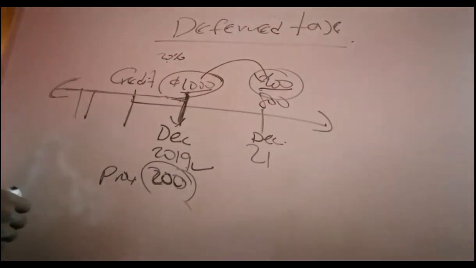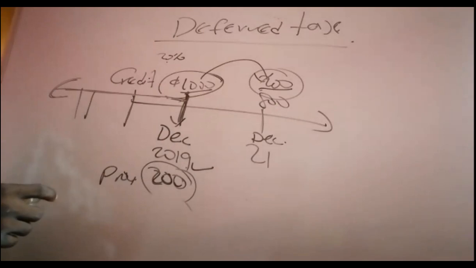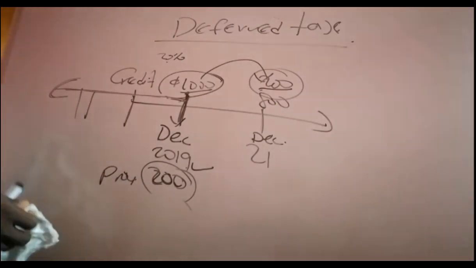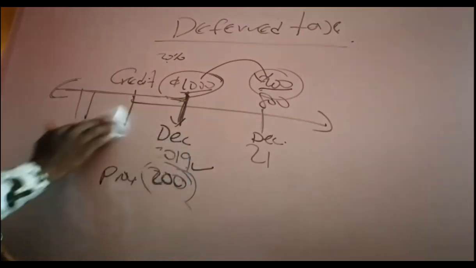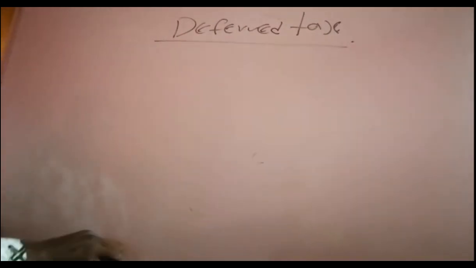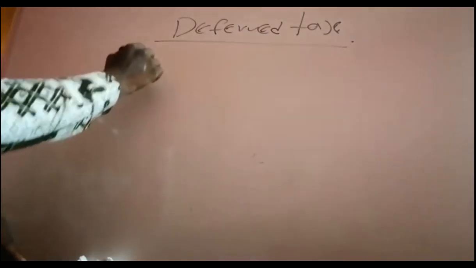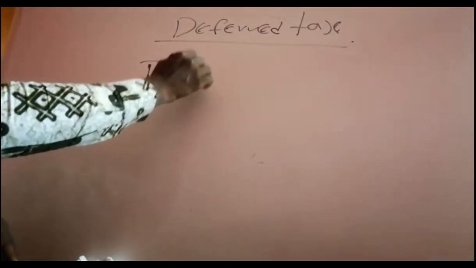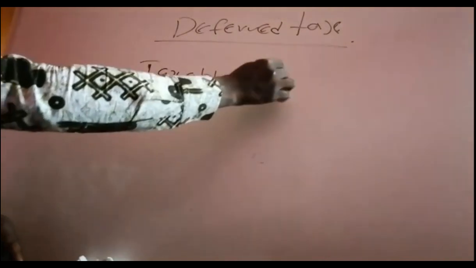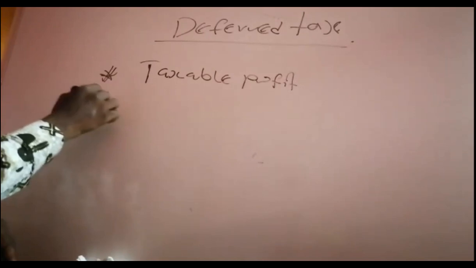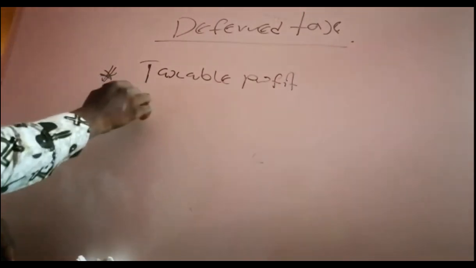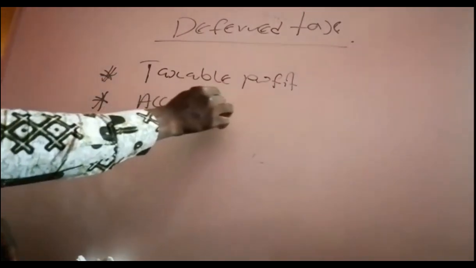Now, as soon as you mention deferred tax, there are two concepts of profit that normally come to mind. Let's do justice to them. First, you should know the two types of profits. You have what we call taxable profit and what? Accounting profit. What's the difference?